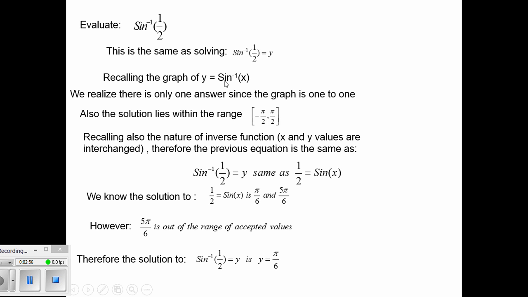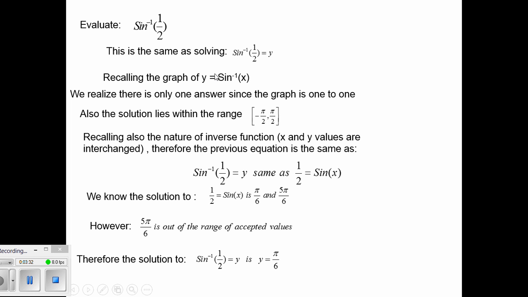So we recall what the graph of the inverse sine looked like. We recall that the inverse sine had a domain between -1 and 1, and we also realize its range was between negative pi over 2 and pi over 2. In a sense, we can take this and revert it back to the sine of x equaling 1/2, from which we know the familiar values are pi over 6 and 5 pi over 6.